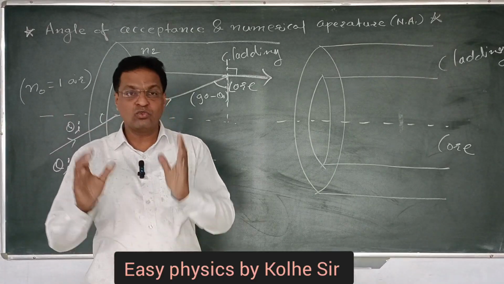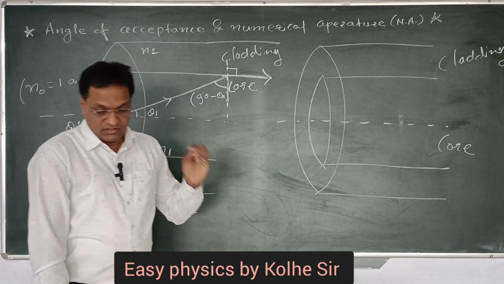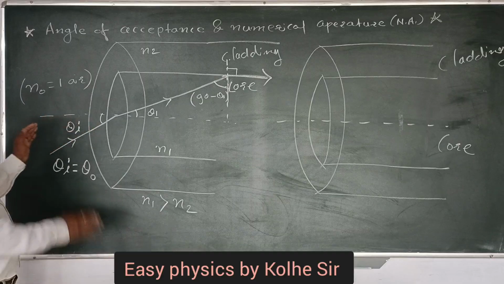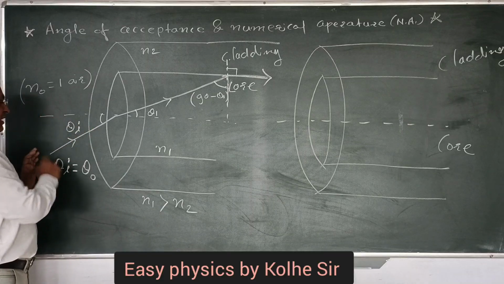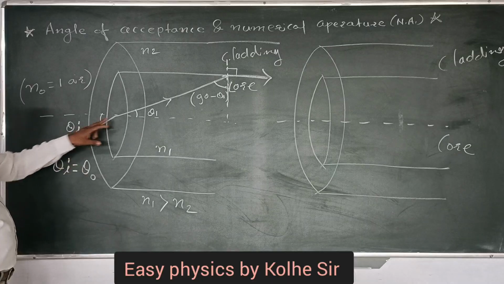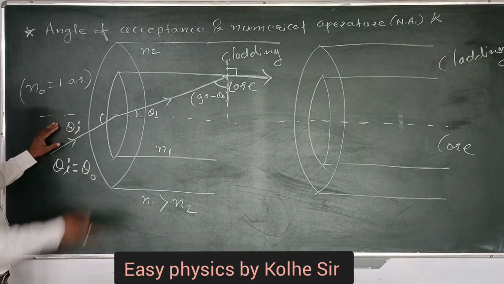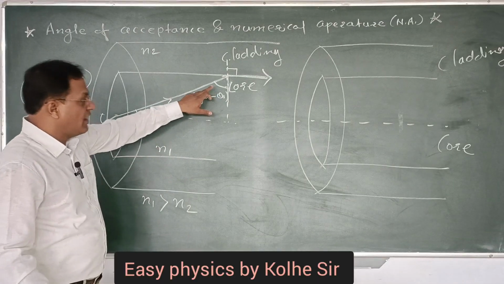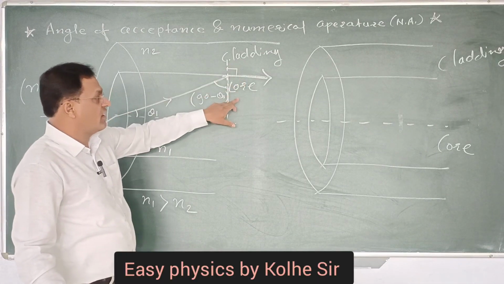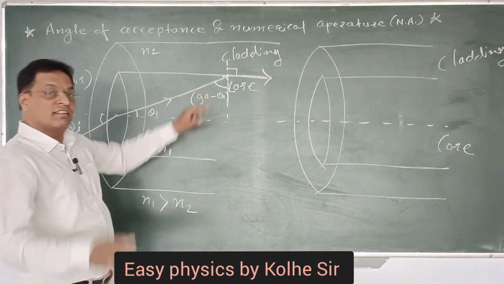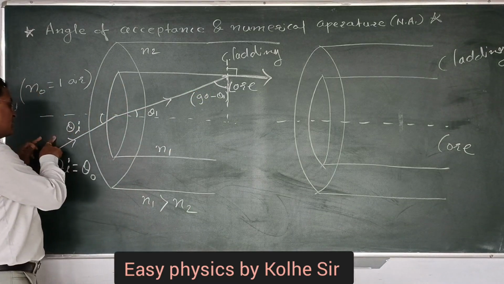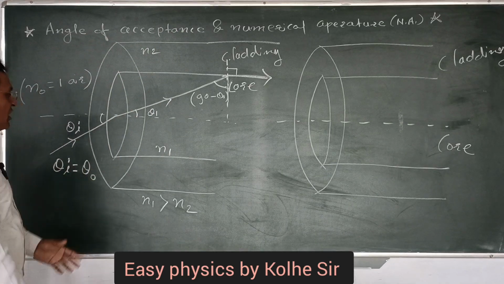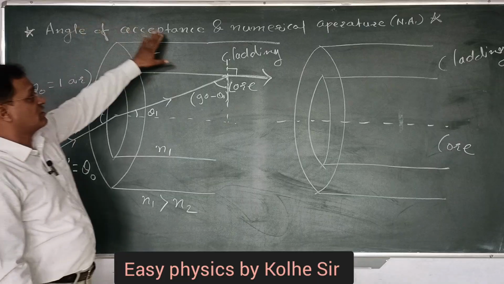Now dear friend, how to make the sentence? The angle of incidence of light on a core, this is the angle of incidence. The angle of incidence of light at the core from the surrounding, at which the angle of incidence at the core and cladding interface is the critical angle, then the corresponding incident angle is called the angle of acceptance. What is the meaning of it? Why do we say angle of acceptance?